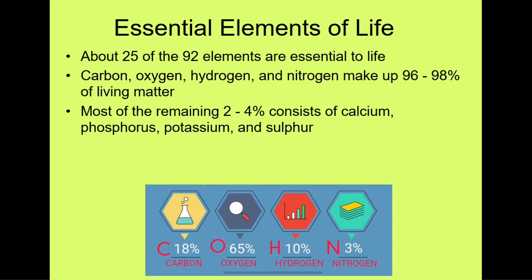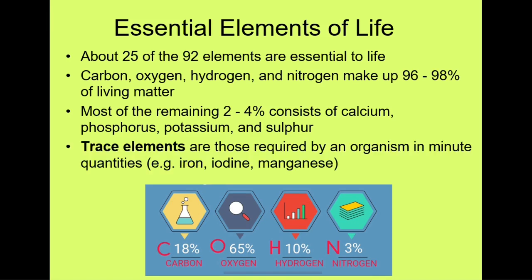So out of the remaining 2 to 4%, most of it is made up of calcium, phosphorus, potassium, and sulfur. And then we get a very, very small fraction of a percent, really, that are made up of the trace elements. Trace elements are those elements that are required by an organism, but in minute quantities. So they're essential to life, but we only need them in very, very small quantities. Some classic examples there are things like iron.